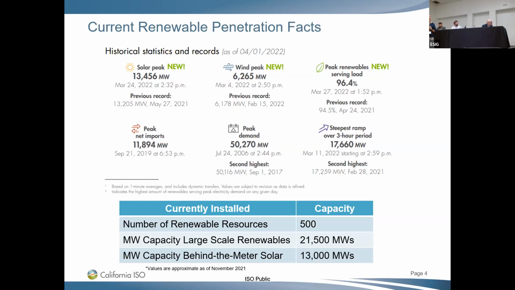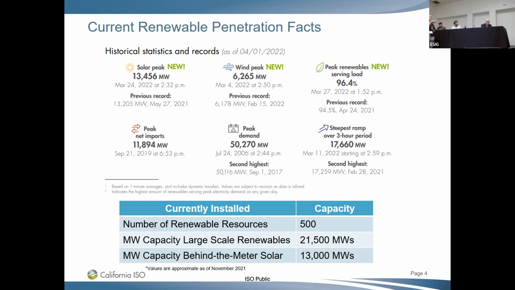The steepest ramp on the system is 17,660 megawatts within a 3-hour time period. That's when the sun's setting. And then peak imports, about 12,000 megawatts. And our peak demand has been there since 2006. I will say we got close to hitting it a few years ago, right before COVID, but we didn't quite make it. We were just shy.